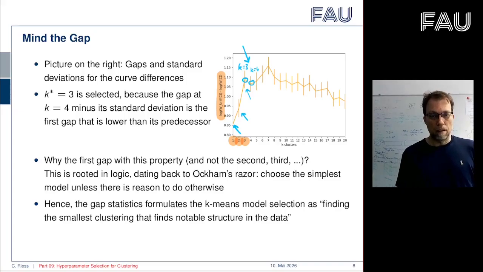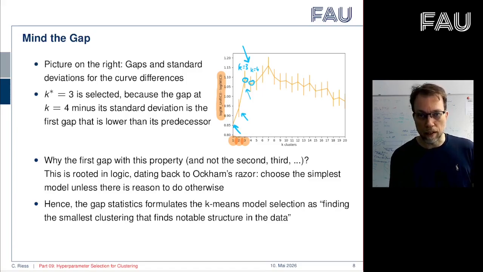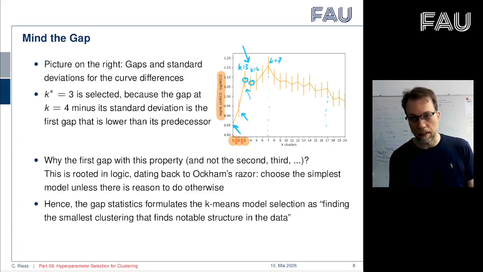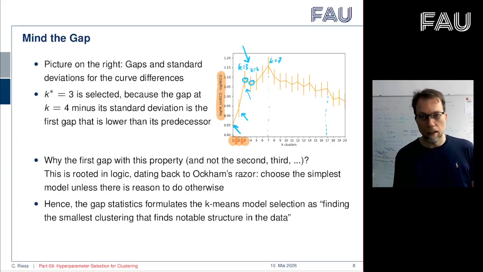So now we could say, well, why the first gap? Because there are other situations. If we look at k equals 7, there's also such a situation here. K equals 7 gives a really big gap, and then for k equals 8, it drops off. And you can find further situations here, like for example here at 17 or so.